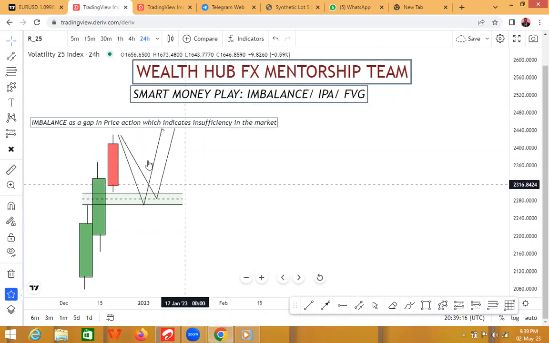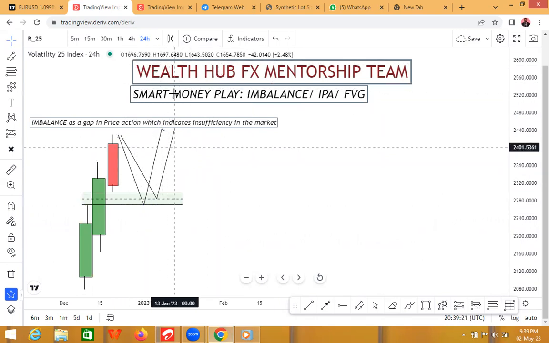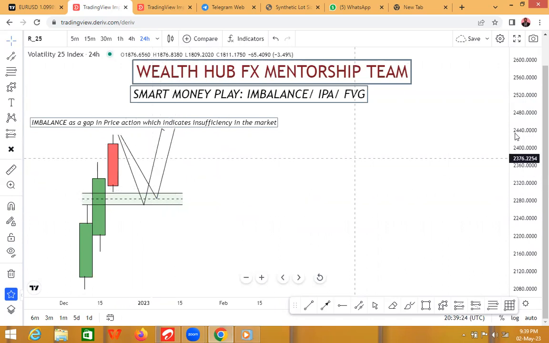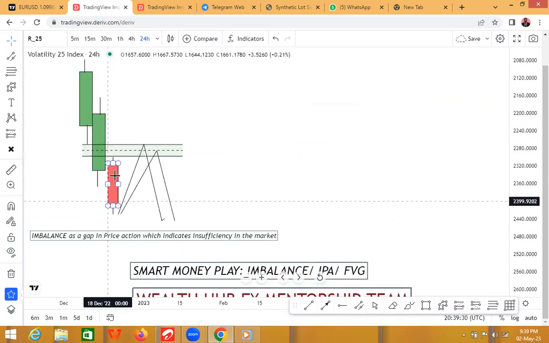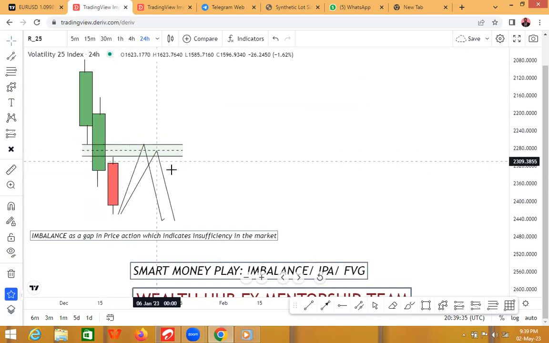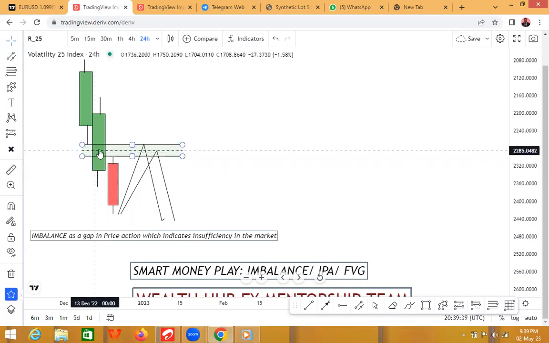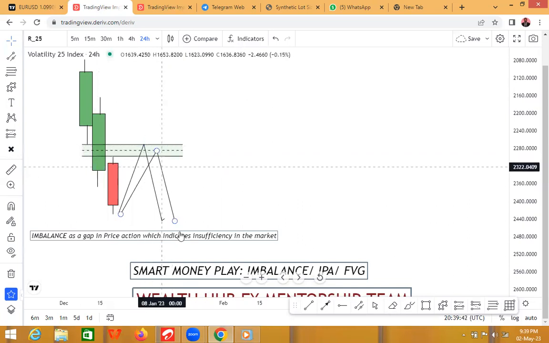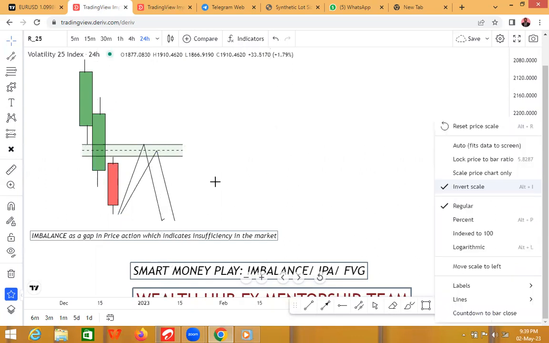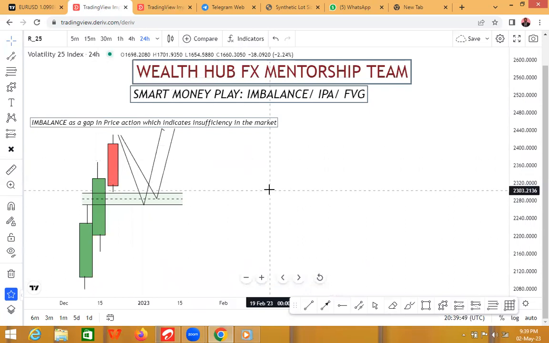So this is an imbalance or a fair value gap or IPA. It means the same thing for a buy. This is an IPA for a buy. IPA for a sell is the same thing. While price is selling down, price buys up and returns back down. So price will need to come to 50% of that insufficiency or the imbalance, and then price will continue its bearish momentum. So that's the concept of imbalance.